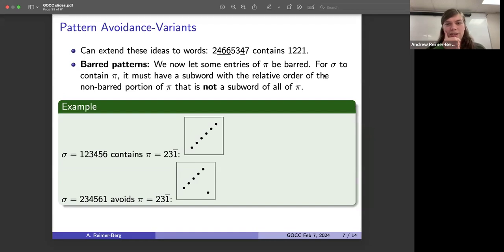I would have to double check the exact definition for how these work. But for my purposes, there's only ever going to be one bar in a pattern. And so containing a barred pattern is containing a subword that is the non-barred portion. So in this example, the 2, 3 that does not have an entry where the bar is. Right, yes.